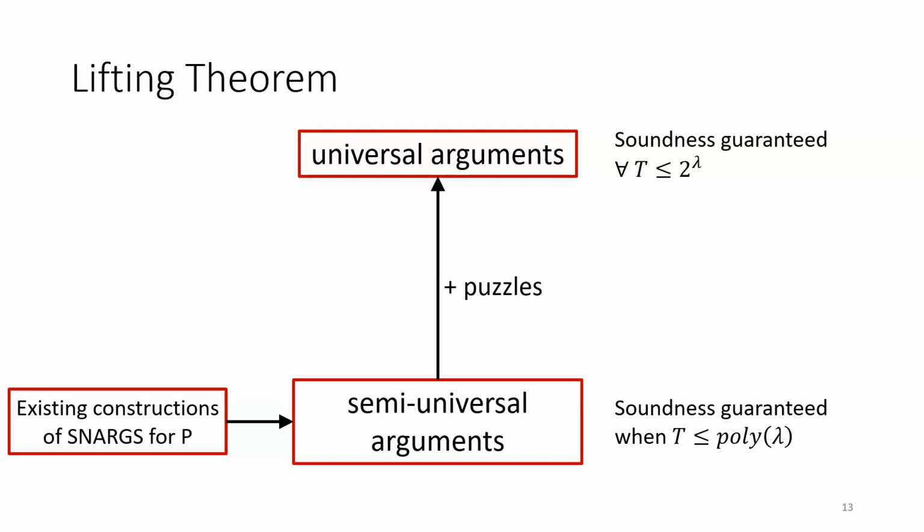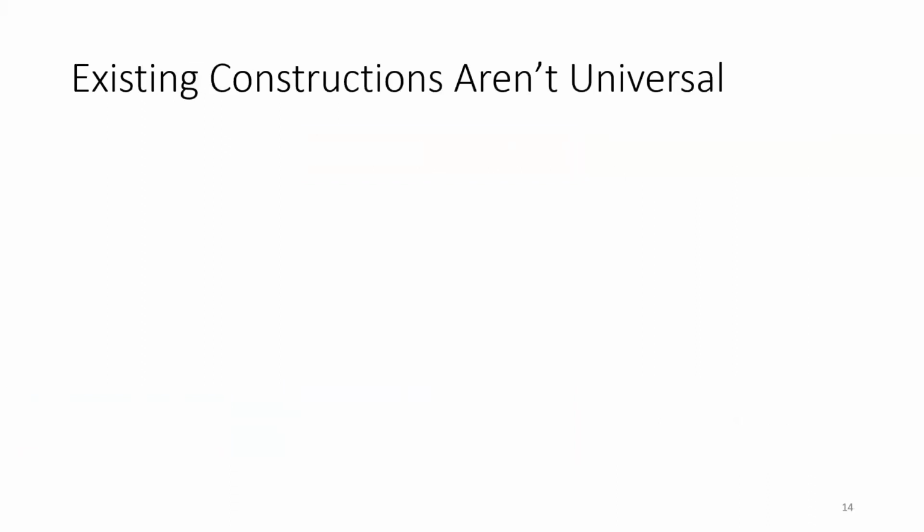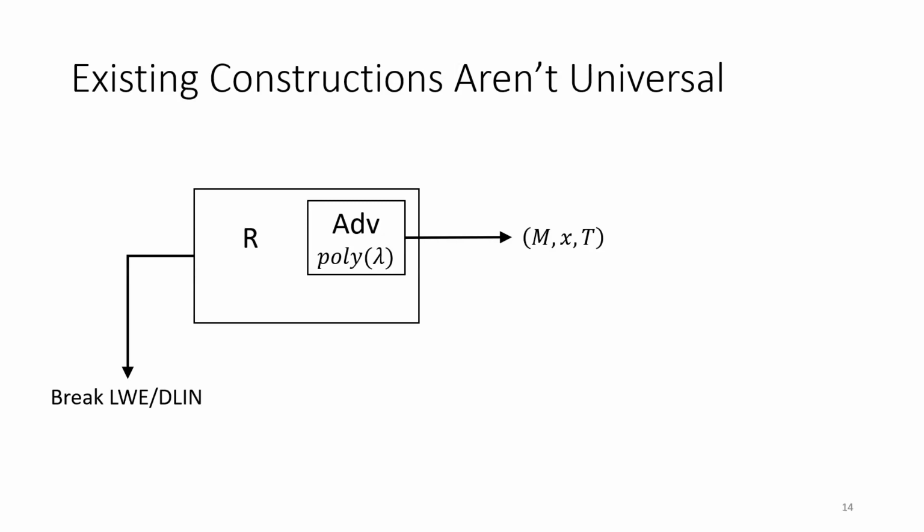Okay, before I tell you how we prove this lifting theorem, I want to give some intuition about why existing constructions aren't universal. So we have these constructions of SNARGs for P, and as I said before, they aren't universal. So what is the problem? What are the challenges we are facing when trying to prove that these constructions are universal? So suppose we have some construction and we want to prove it has universal soundness. We assume by contradiction that there is some polynomial adversary that convinces the verifier of a false statement.